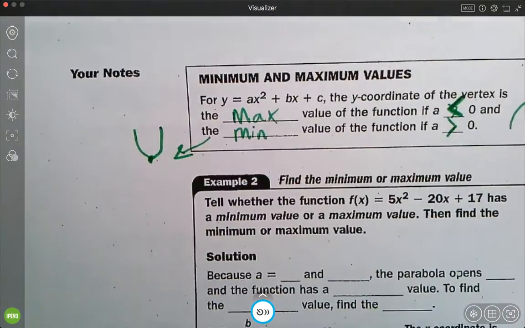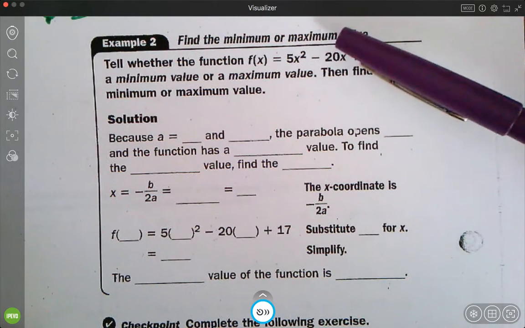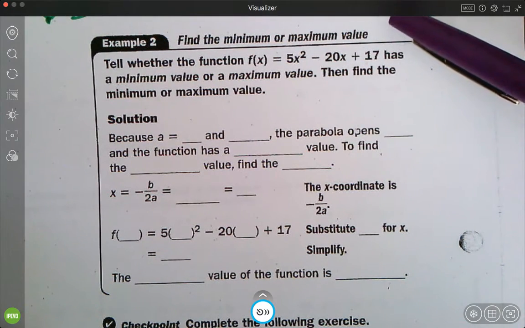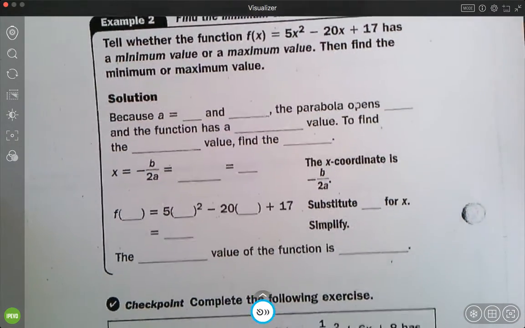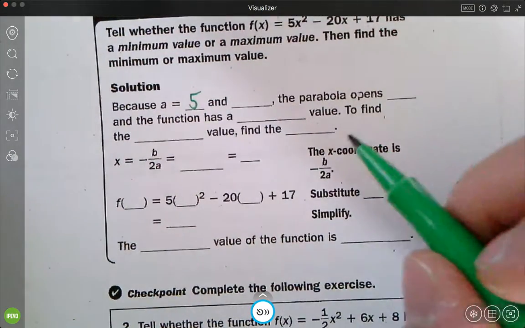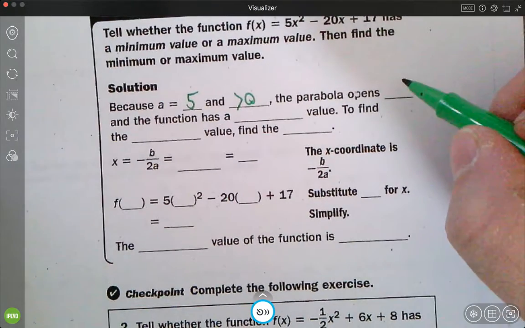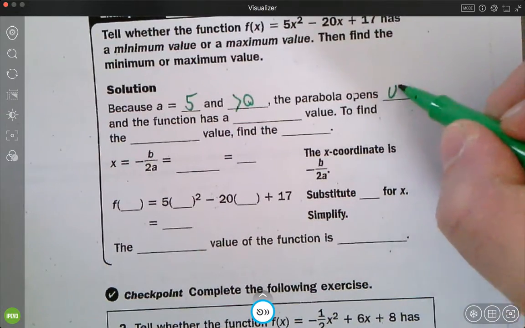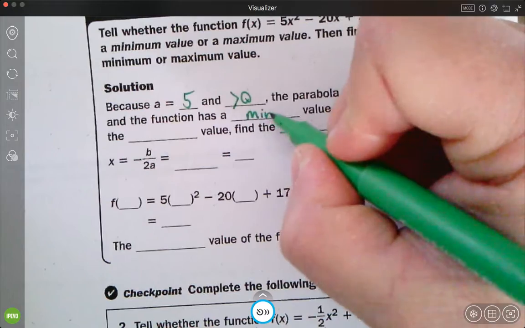All right, so let's do another example here. It says find the minimum or maximum value. Tell whether the function 5x squared minus 20x plus 17 has a minimum value or maximum value. Then find the minimum or maximum value. So I already know, because a equals 5 and is greater than 0, I already know the parabola is going to face which direction? Up.